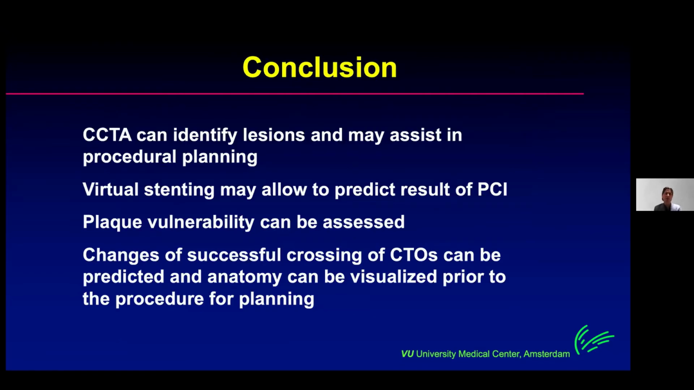So in the end, I'd like to conclude that CTCA can identify lesions and may assist in procedural planning. Virtual stenting is important. Plaque vulnerability is important. Chances of success in crossing the CTOs can be important. So I think we're moving into the field where CT can not only identify coronary disease, but also plan your procedure before referring to a cath lab. And once you're in the cath lab, identify stent length and may even predict whether patients would benefit more from bypass surgery. Thank you.